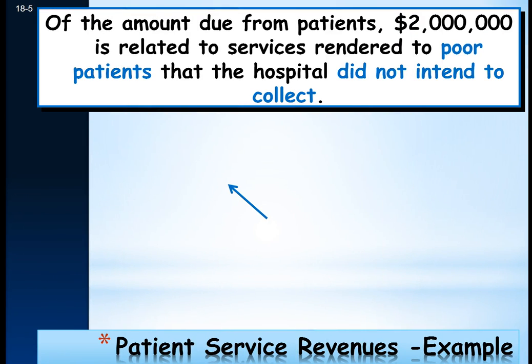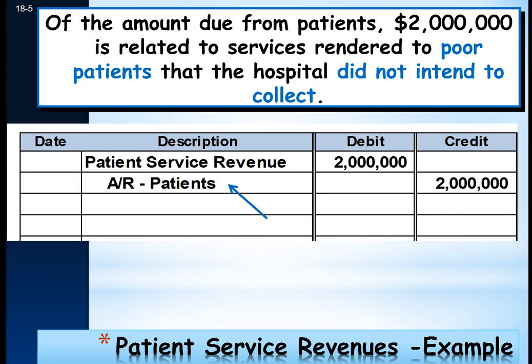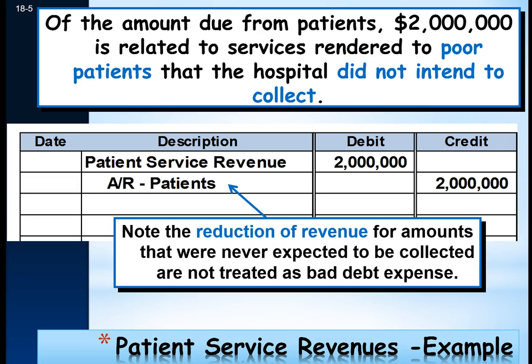Okay, of the amount due from patients, $2 million is related to services rendered to poor patients that the hospital did not intend to collect. So what we have to do here is back this out of revenue. So now we're down to $8 million, and we have to take the accounts receivable out of the books because we know we're never going to collect it, so we cannot record the revenue nor set up the asset on the books. So again, you cannot report revenue that you never intend to collect.